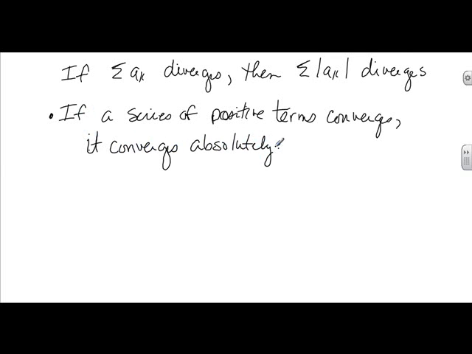If we're going to take a look at a series and test for absolute convergence, start by looking at the series of absolute values. Because if you can show that converges, then the series of regular a sub k's is also going to converge. You have an absolutely convergent series. We're going to use that series to test for absolute convergence.